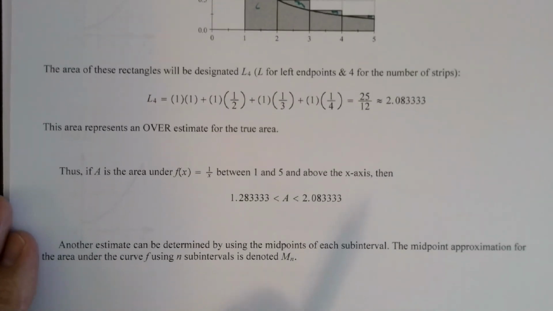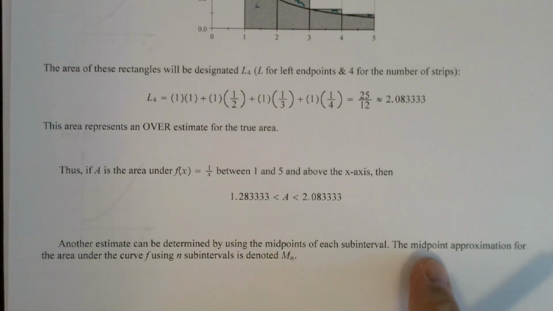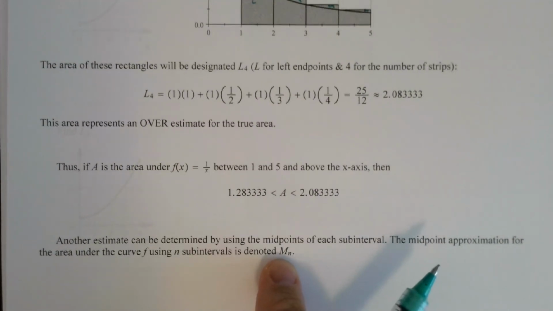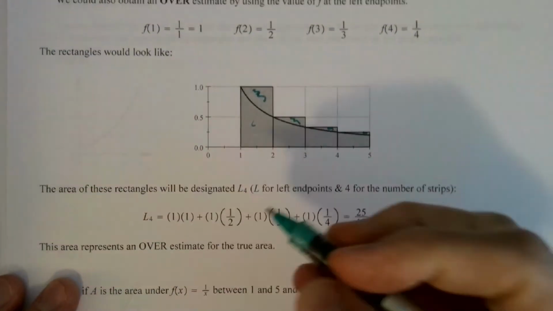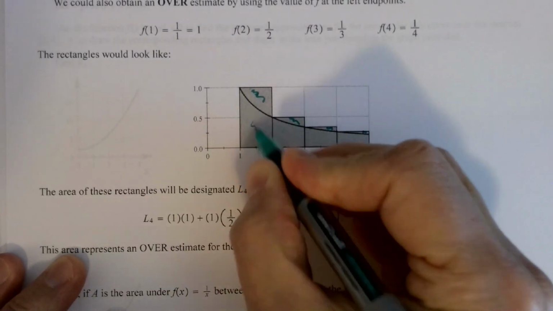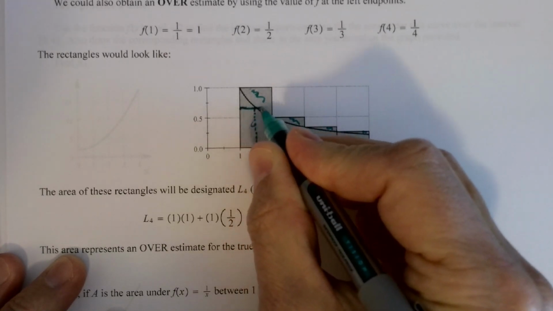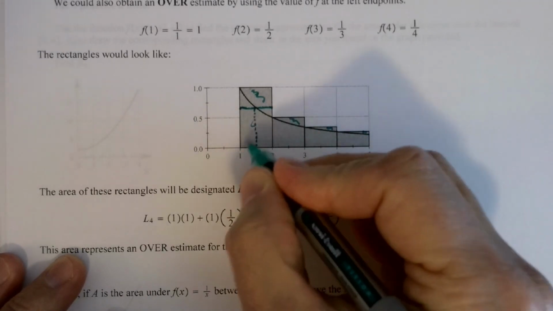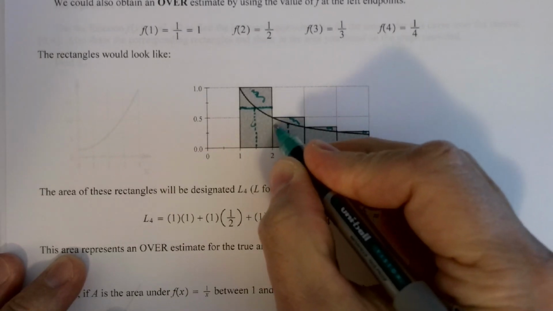But first of all, another method for finding the heights of the rectangles could be to use the midpoint. So the book will talk about the midpoint approximation, and that will be denoted M for midpoint as opposed to L or R. And then the subscript N would be, like the 4, how many strips you have. So in this case, the midpoint from 1 to 2 would be 1.5. And I would use the height there. If I come up here, look at that height, and then come across here, that would be the height of my rectangle for the midpoint. All right, and then from 2 to 3 would be 2.5, and that would be my height there.